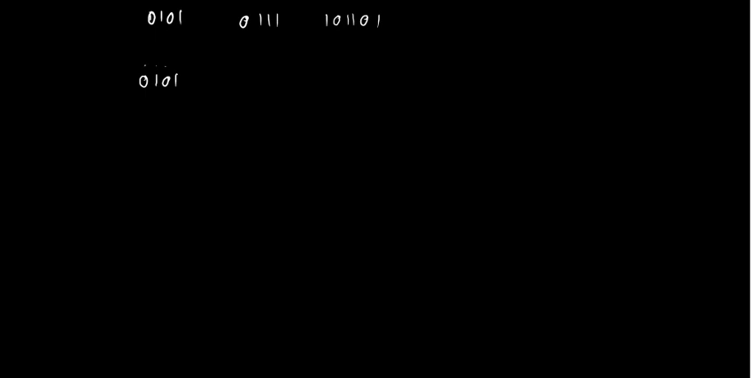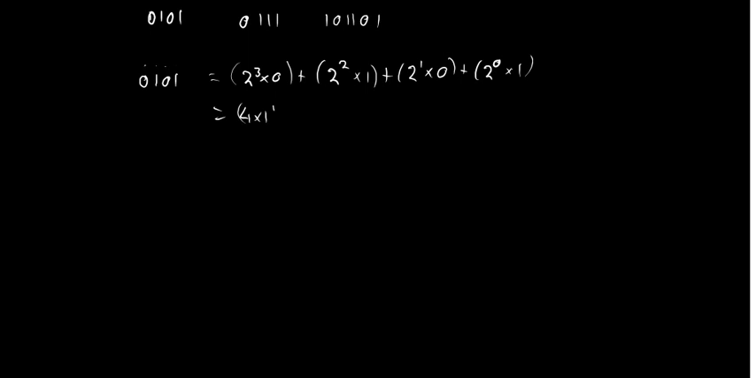So you know the highest power here is 2 to the power 3. So you can say 2 to the power 3 times 0, plus 2 squared times 1, plus 2 to the power 1 times 0, plus 2 to the power 0 times 1, right? Which is just 4 times 1 plus 1 itself, which is 5. So this is 5 in binary.